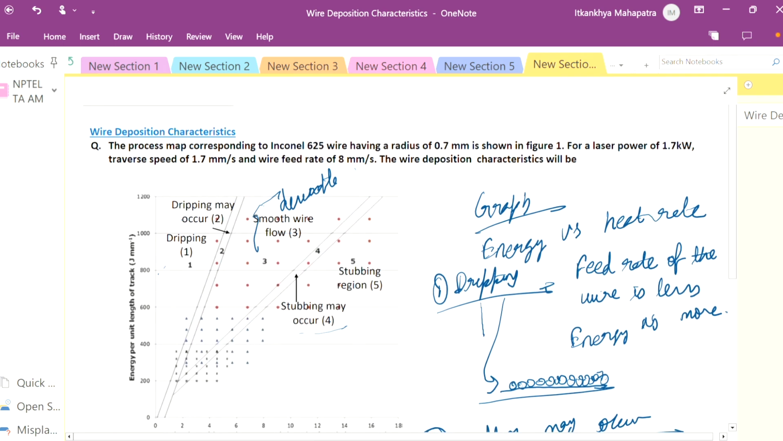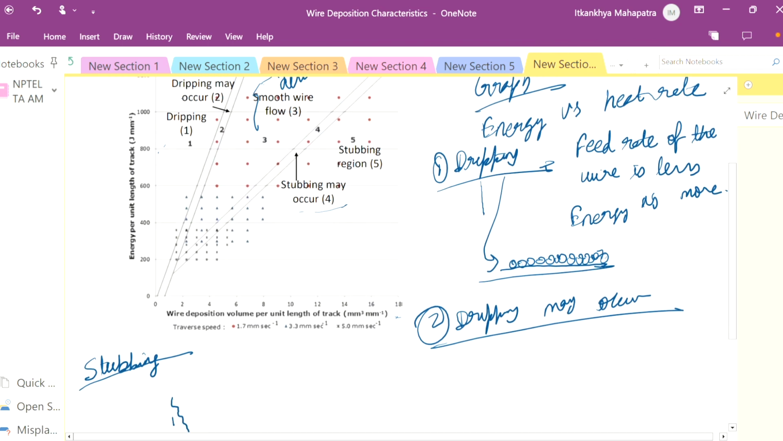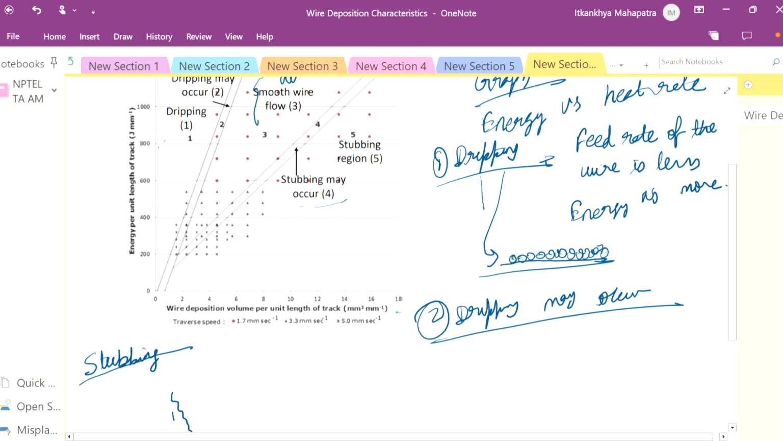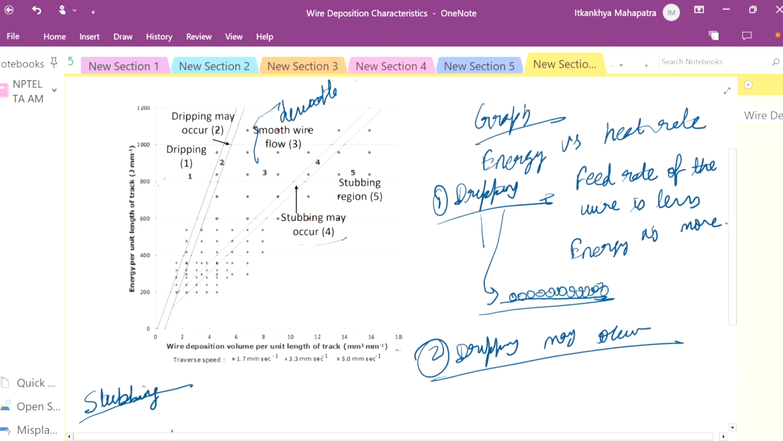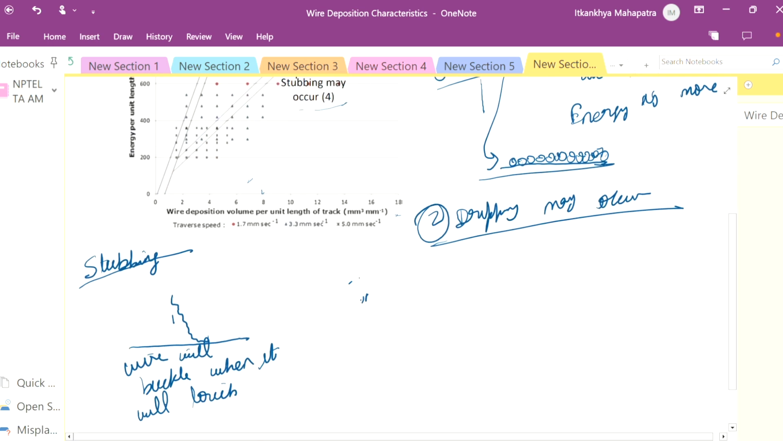For all these cases, we need a smooth wire flow, that is, a medium feed rate with a medium energy where there is no dripping or stubbing. So two major defects occur when the energy and the feed rate are high and low, that is dripping and stubbing. We do not want dripping and stubbing, so we want a smooth wire flow, which will occur at a medium feed rate. You are seeing the feed rate is medium and your energy is also medium. That is the condition which is required: smooth wire flow.